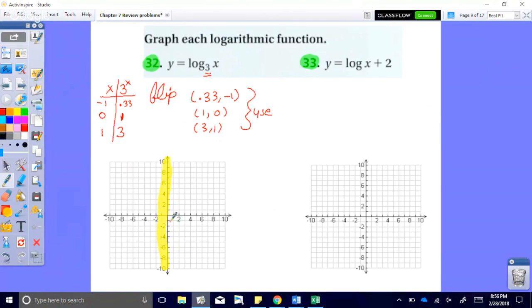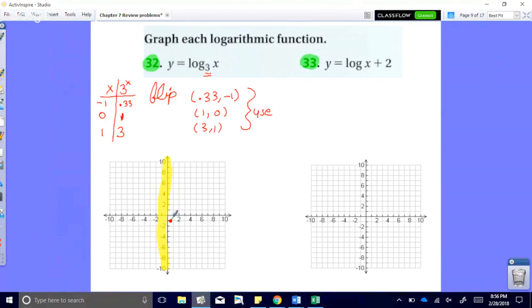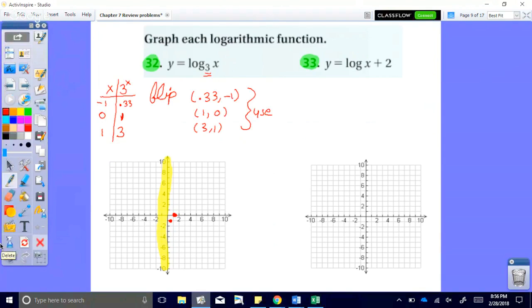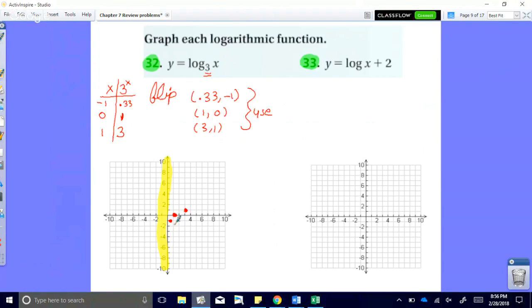So if I go over 1/3, down 1, okay, put a dot. Over 1, up 0, second dot. Over 3, up 1, third dot. Okay, I know that as we go this way, it's going to approach the y-axis. So then I can just continue the shape out in the other direction.